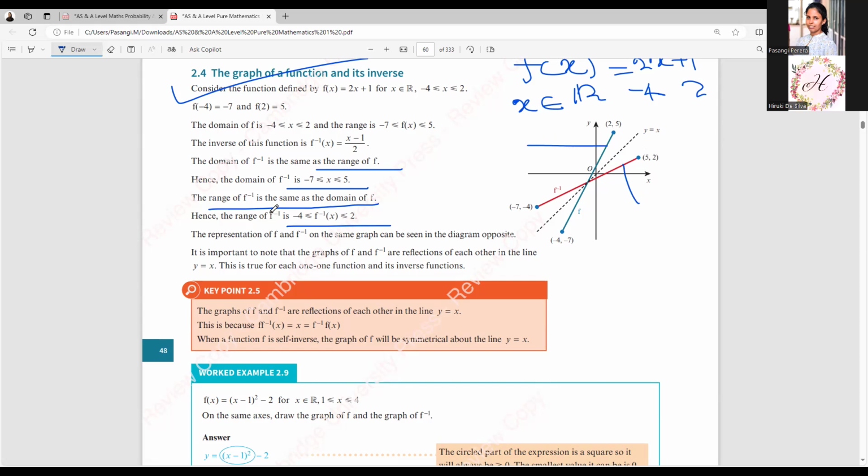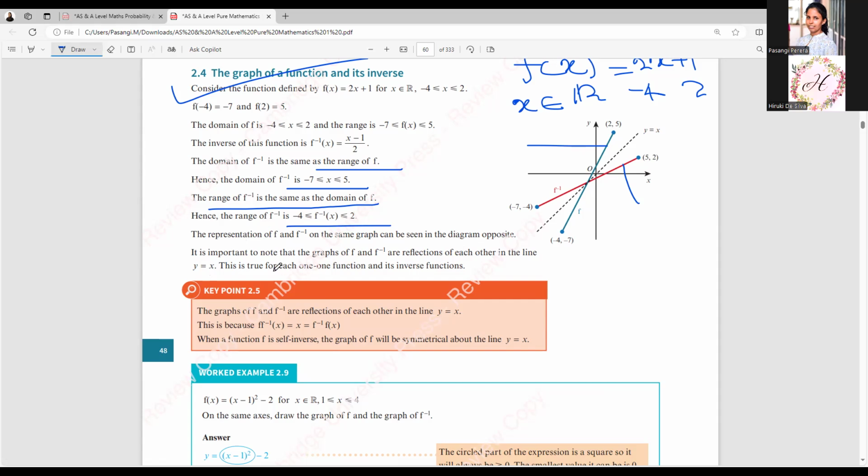So what will happen here? See the mirror line. The mirror line is y equals x. These two are symmetric ones. Reflection, yes, from the mirror line itself. So the representation of f and f inverse on the same graph can be seen in the diagram opposite. It is important to note that the graphs of f and f inverse are reflections of each other in the line y equals x.